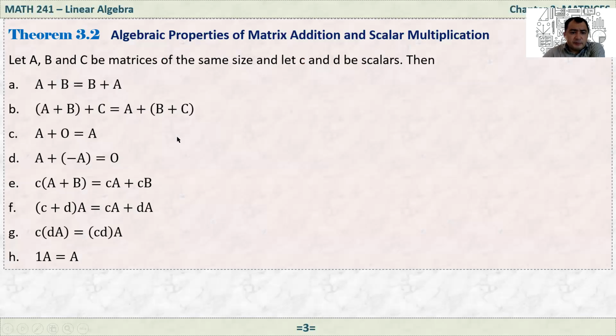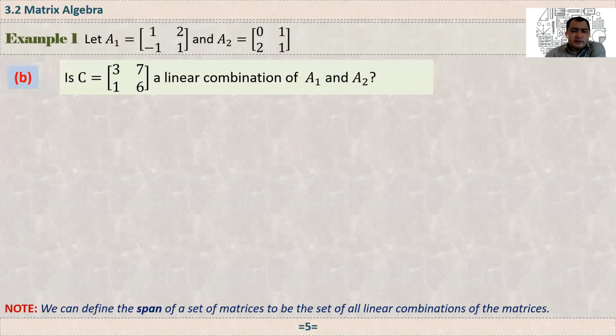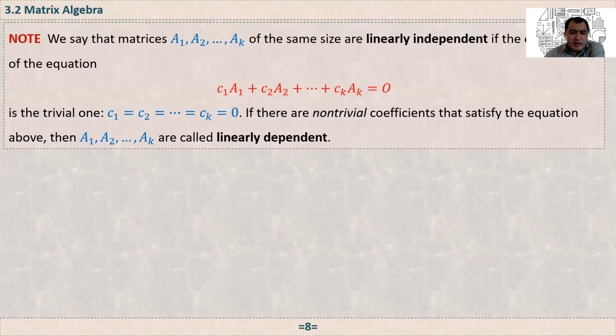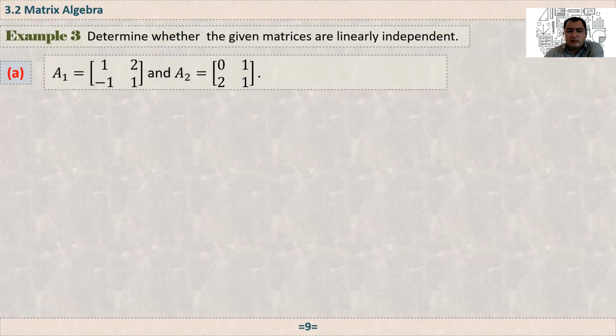All right, the second one, matrix algebra: algebraic properties of matrix addition and scalar multiplication. And these are really easy. It's very similar to the properties of real numbers, right? A plus B equals B plus A, and so on. And some examples. And the linear combination of matrices is also very similar to linear combination of vectors. The definition is exactly the same, but instead of vectors, here we have matrices.